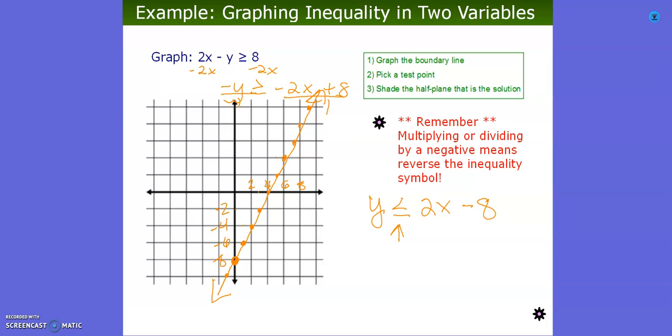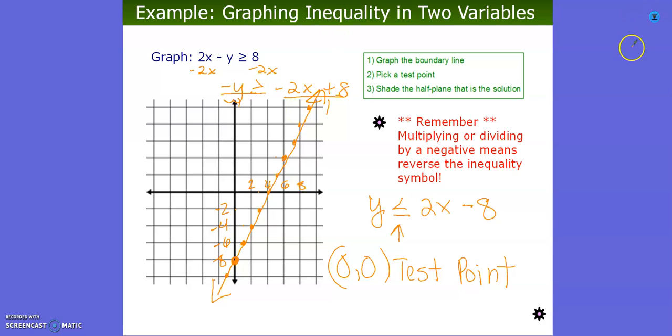Now my job is to pick a test point, and I need to pick a point anywhere in space. And my origin is definitely out in space here. It's not close to the line at all, so I'm going to use 0, 0 as my test point. If you don't like 0, 0, pick another point. Pick 1, 1, -1, -1, whatever it is out in space that's not on the line, you pick.